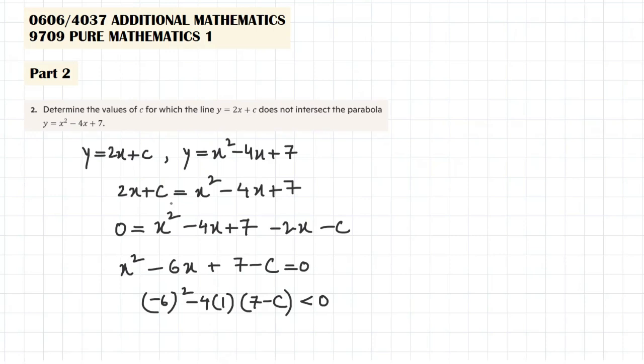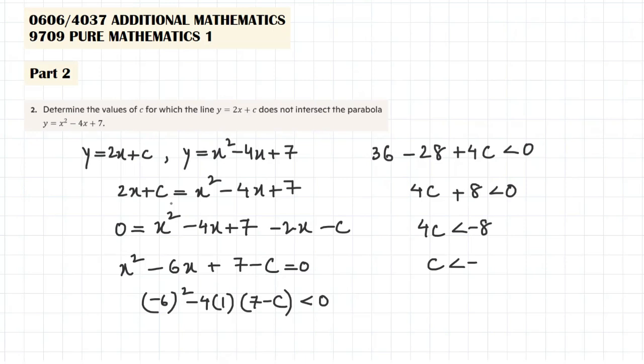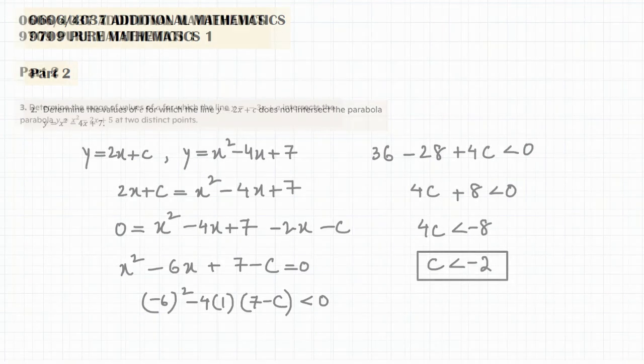The reason is that I need those values of c, that range of values of c, obviously since it's an inequality where the line does not meet the parabola. So let's solve it. 36 minus 28 plus 4c is less than 0. It's just a linear inequality. So this will be plus 8, less than 0. So 4c is less than negative 8 and c is less than minus 2. That's your answer for problem 2.